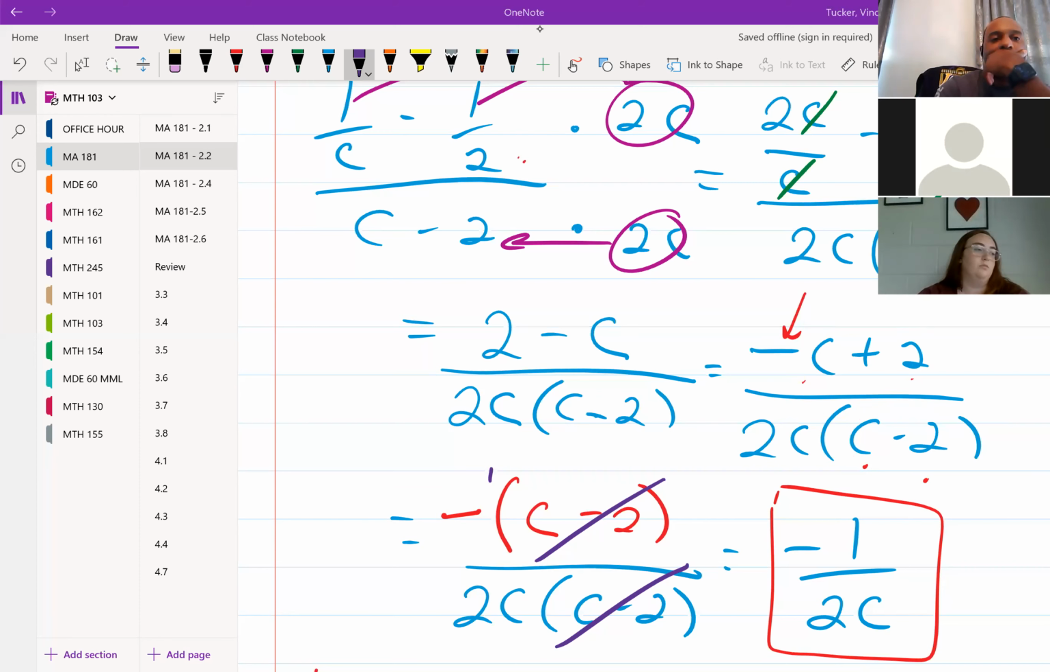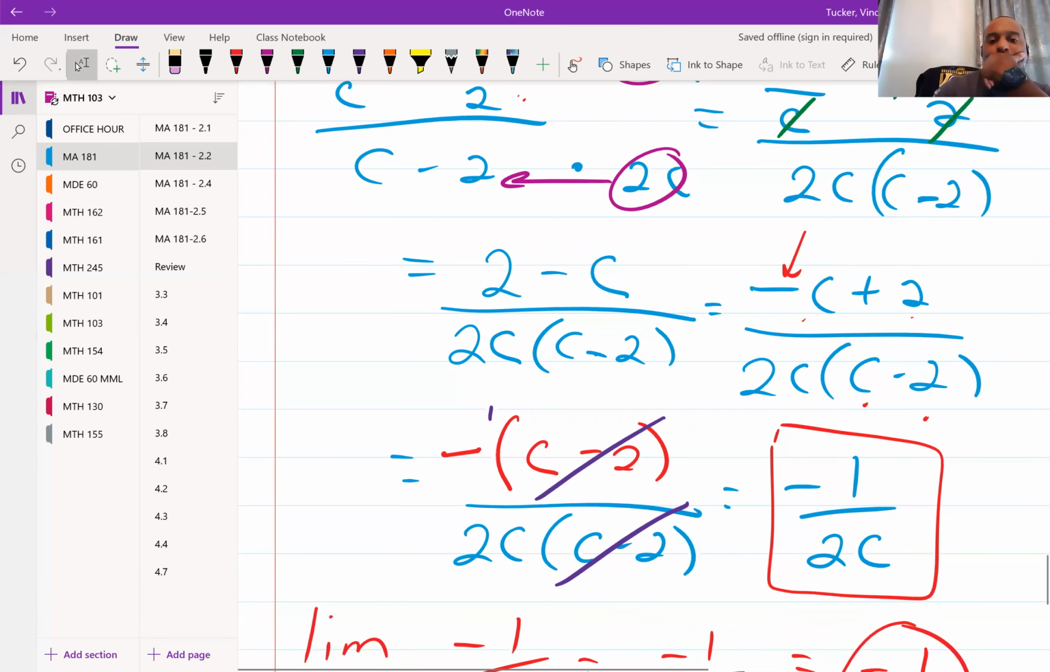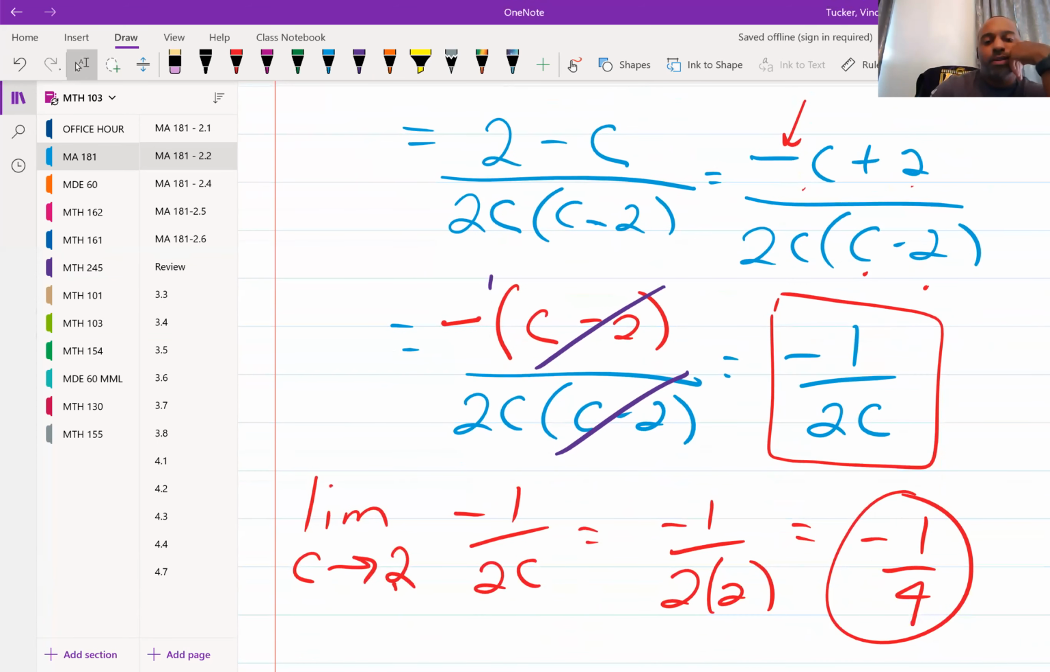All right, any questions before we keep going? So now we will evaluate the limit as c goes to 2 of negative 1 over 2c. So now we can plug in 2 for c, which is what we're doing here. So negative 1 over 2 times 2, which would be negative 1/4.